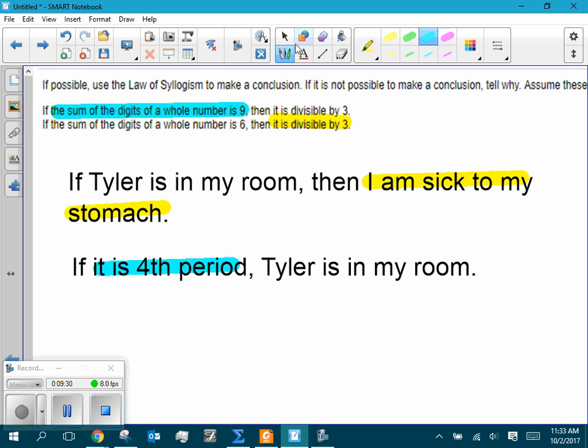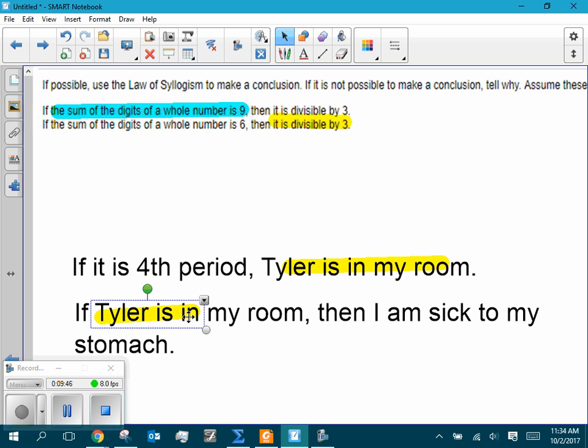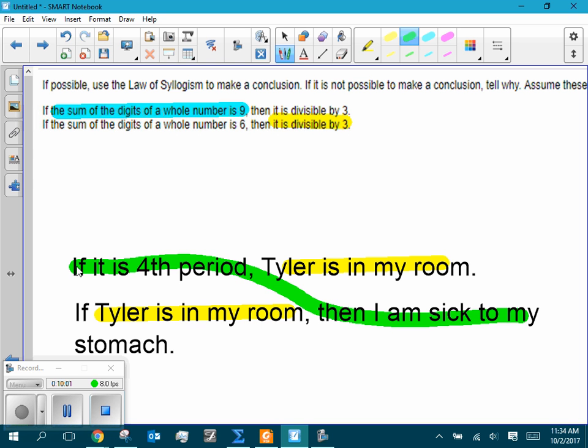But when we have that issue with the law of syllogism, what we want to do is maybe look at them in this order. Now when I look at that conclusion, does that match up with that hypothesis? Tyler's in my room, Tyler's in my room. So now the new statement using the law of syllogism, because they match, the new thing I can say is that green phrase: if it's fourth period, then I'm sick to my stomach. It's all due to time.